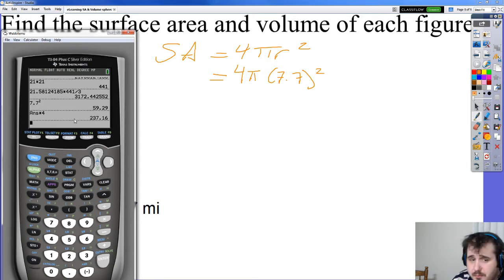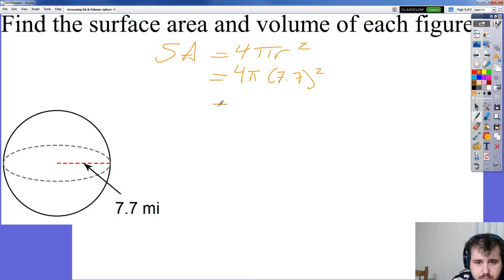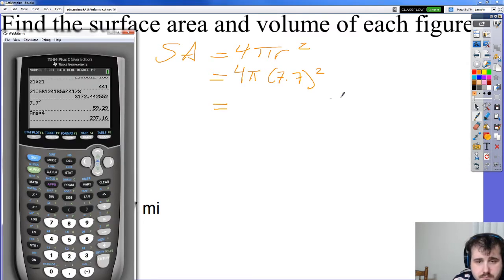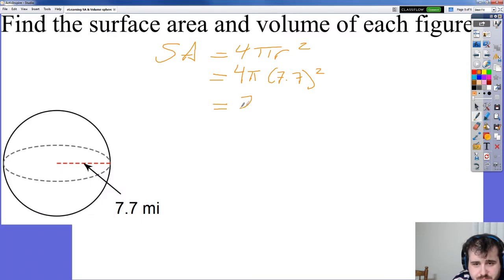237.16. And notice I did not put the pi in there at all. There's a reason for that, because I want to have an exact answer, as exact as I can. 237.16 pi, and then the units are miles, and it's area, so we're doing squared.